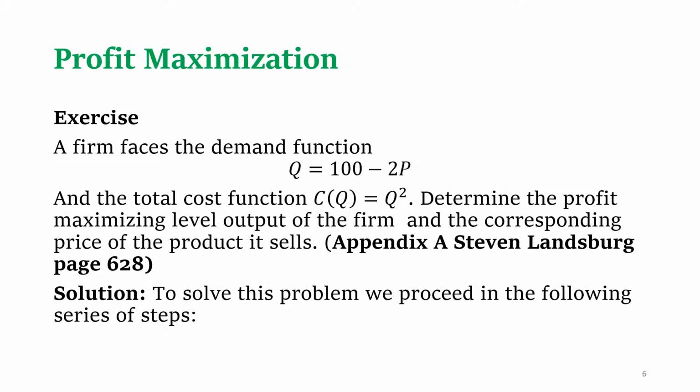Now let's look at one exercise. Now this question is from Appendix A, Price Theory and Application, page 628. So here, the question says a farm faces the demand function Q equals 100 minus 2P, and the total cost function CQ equals Q squared. Determine the profit maximizing level of output of the farm and the corresponding price of the product it sells.